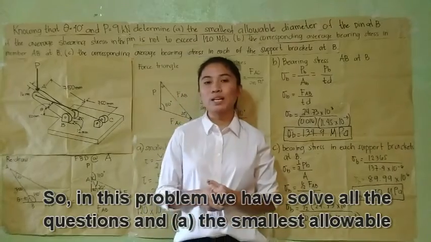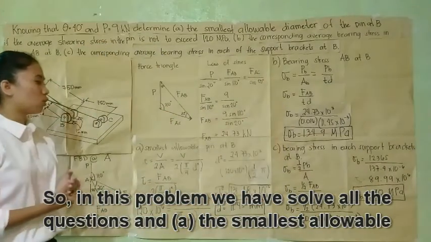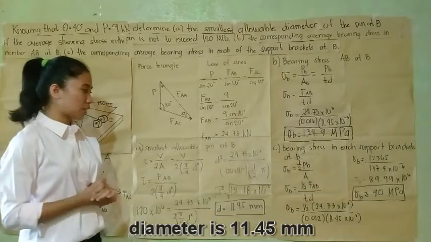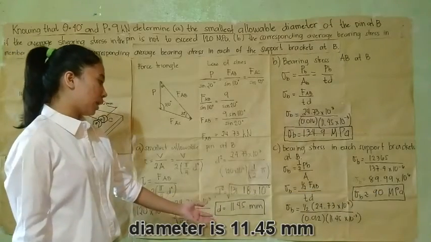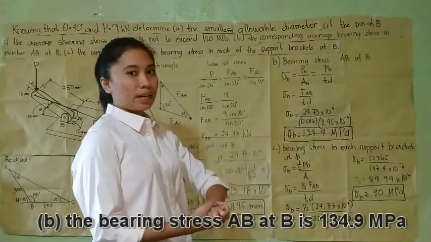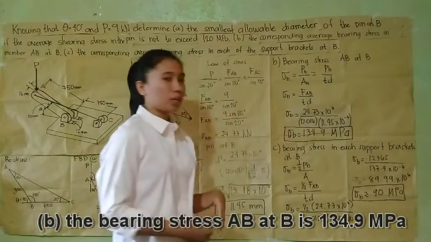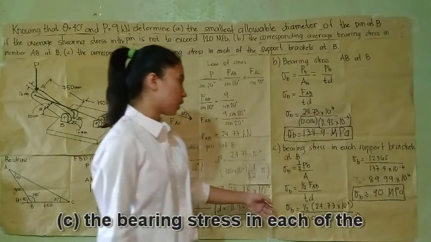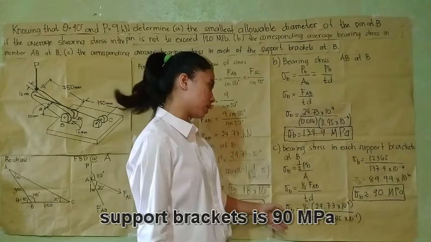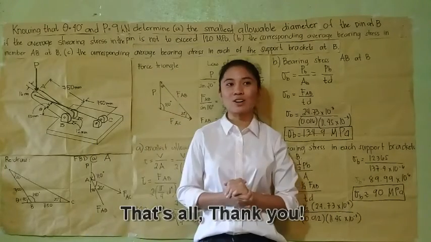So in this problem, we have solved all the questions. The smallest allowable diameter at B is 11.45 millimeter, and the bearing stress in member AB at B is equal to 134.9 megapascals, and C, the bearing stress in each support bracket is 90 megapascals. That's all. Thank you.